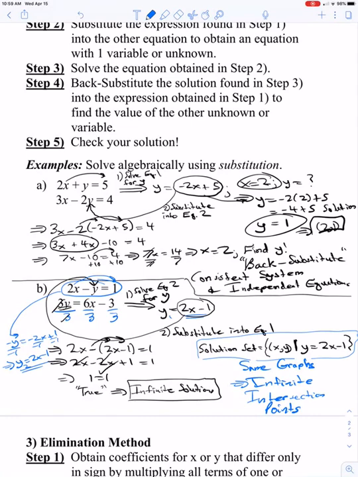Now with that said, we have a consistent system. It definitely has a solution. It has infinite solutions. And this is when we call our equations dependent of each other. So these are dependent equations. Graphically, they're the same graphs. So that's the substitution method.